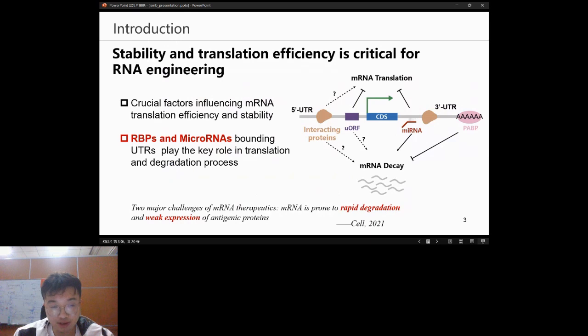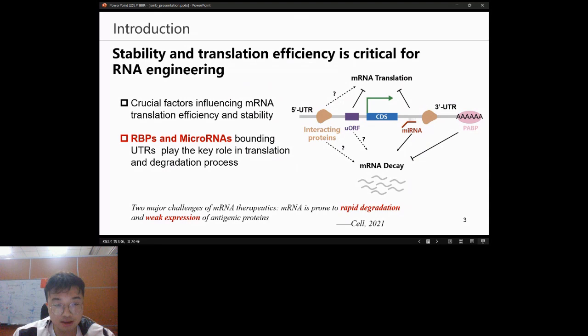Two major challenges of mRNA therapeutics: mRNA is prone to rapid degradation and weak expression of antigenic proteins, which are closely related to the various components of mRNA. For example, substances such as RNA binding proteins and microRNAs can bind to the UTR, its untranslated regions, and regulate the translation process of RNA.